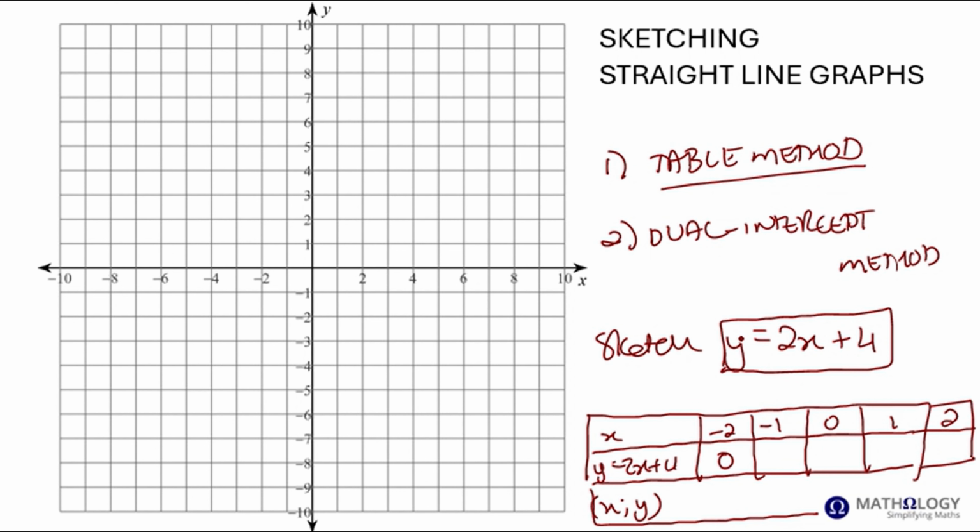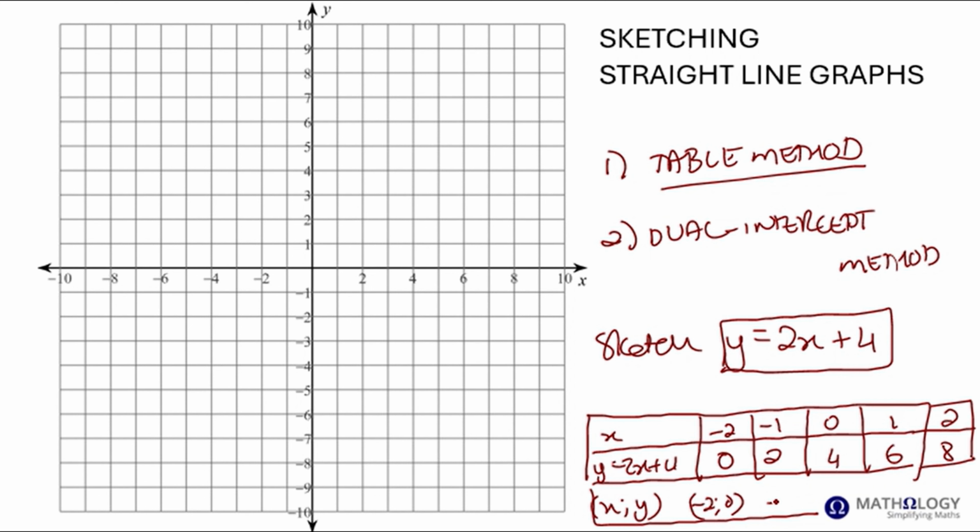When x is -1, 2 times -1 is -2. -2 plus 4 is 2. When x is 0, 2 times 0 is 0. 0 plus 4 is 4. When x is 1, 2 times 1 is 2. 2 plus 4 is 6. When x is 2, 2 times 2 is 4. 4 plus 4 is 8. So we now have the points (-2, 0), (-1, 2), etc.